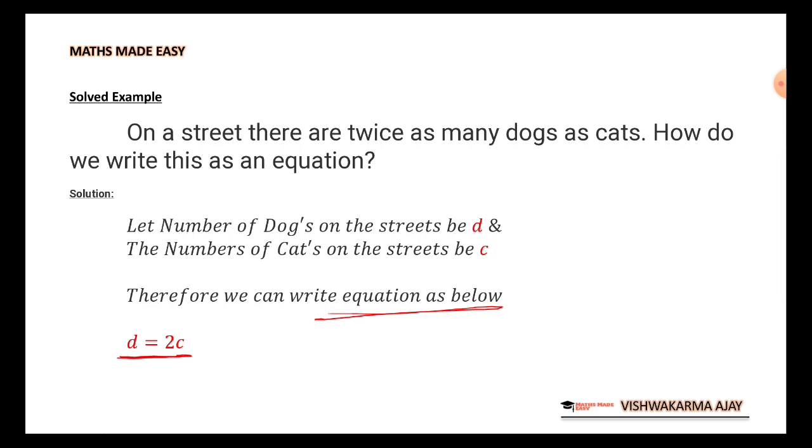Or the condition might be like this: 12 dogs and 6 cats. You cannot write 12 is equal to 6. You have to write 12 is equal to 2 times 6. So this was very basic, very simple. I hope you understand this one. Let's move to the next one.